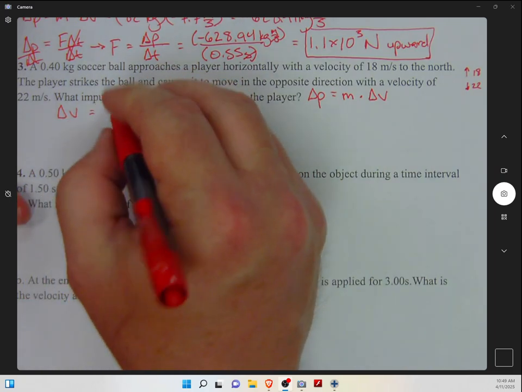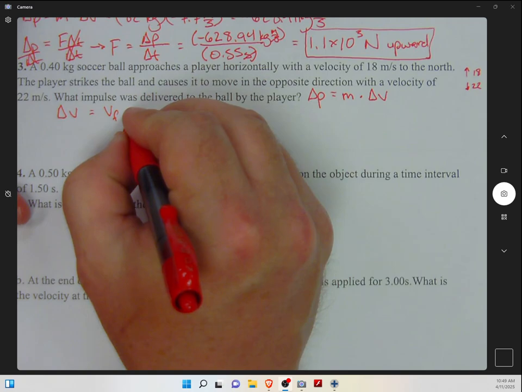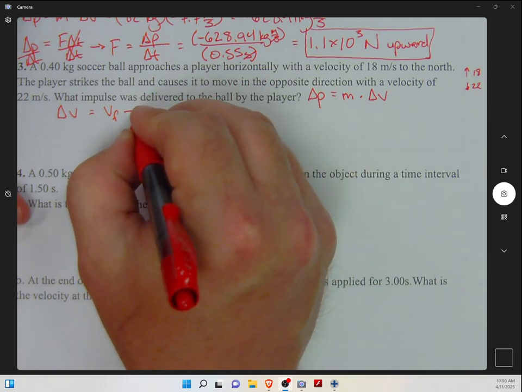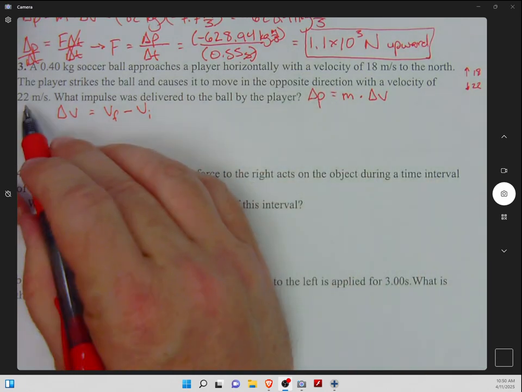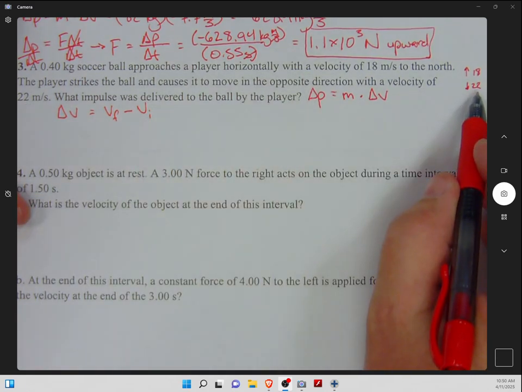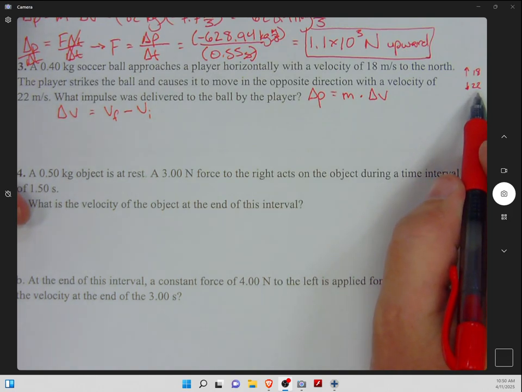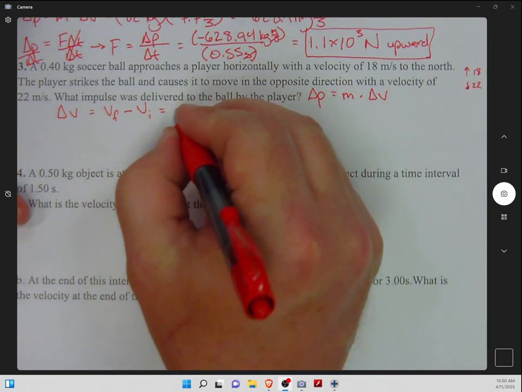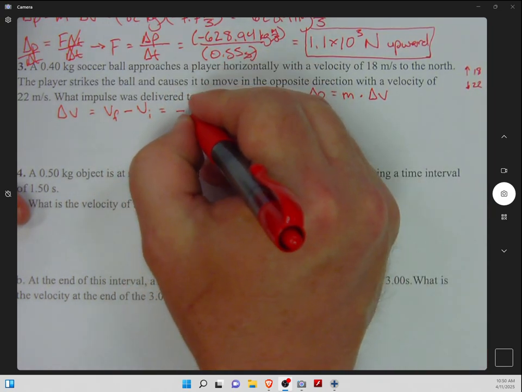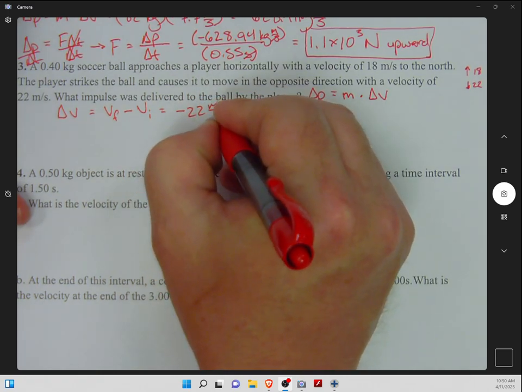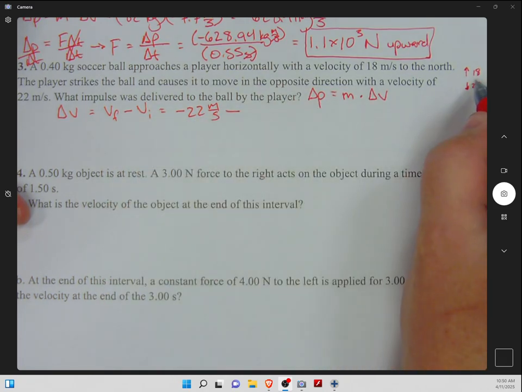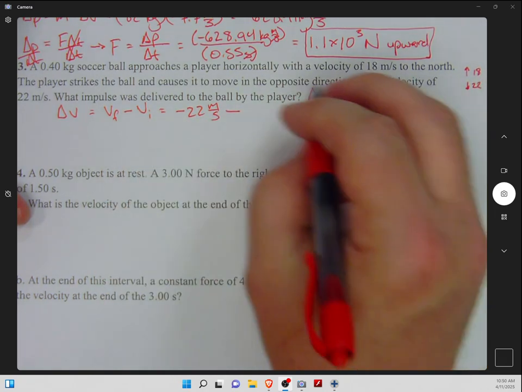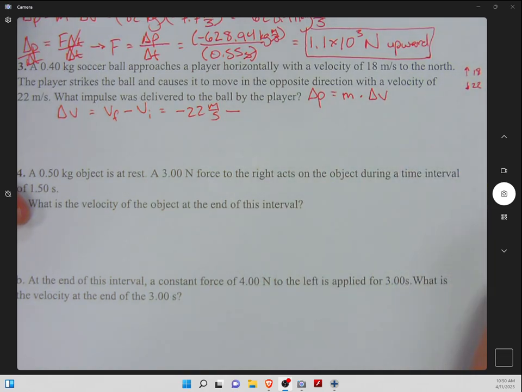So my change in velocity is going to be whatever the final velocity is minus, subtract, the initial velocity. Well, my final velocity was 22 meters per second going south. How am I going to represent south quantitatively? With a minus sign. So negative 22 meters per second, and then minus my initial velocity, which was 18 meters per second north, which is represented by positive.